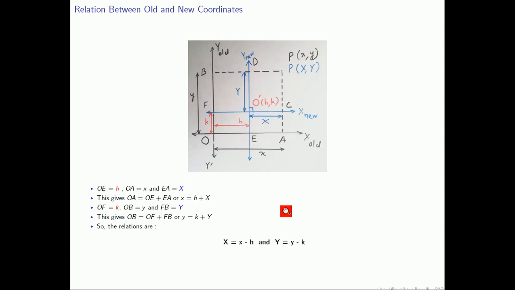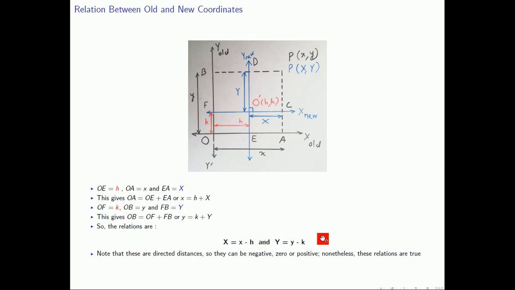Therefore, we have now obtained the relationship between the new coordinates as well as the old coordinates. And these include the coordinates of the shifted origin as well.